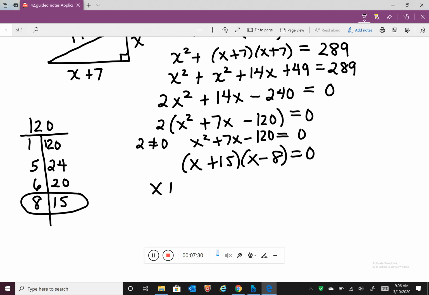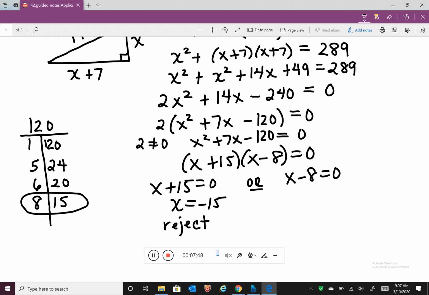Setting each factor equal to 0, x + 15 = 0 means x is equal to -15. But this is a triangle, and lengths are not negative, so we're going to reject this. Or x - 8 = 0, which means x is equal to 8. And remember, x is our width, or our height, or it's our shorter leg.